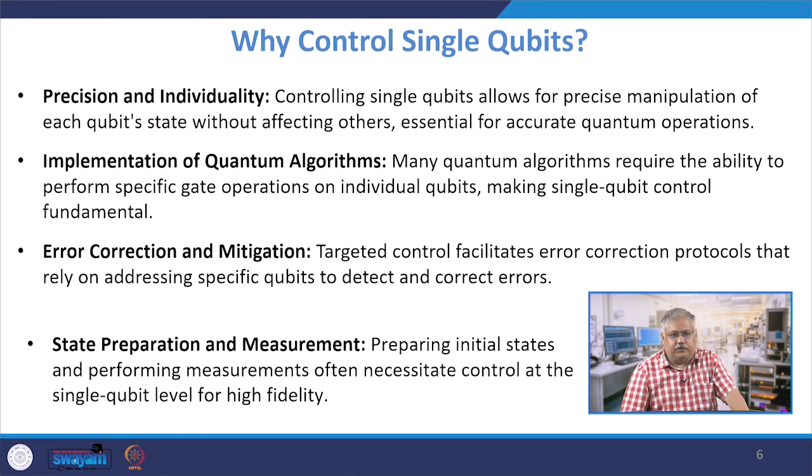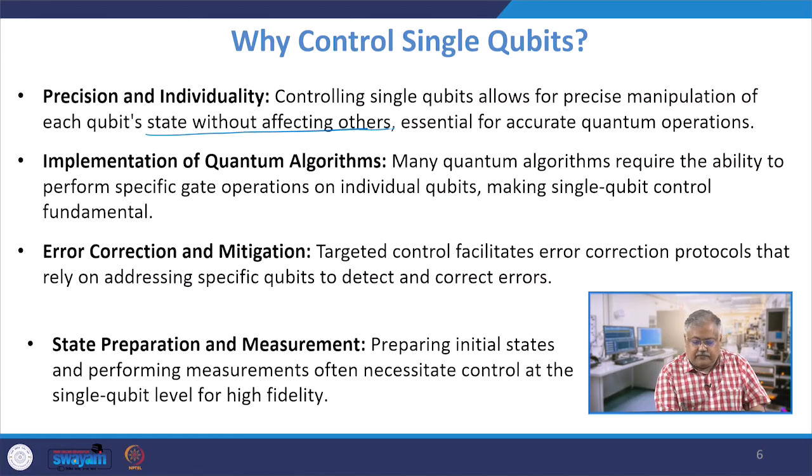First is precision and individuality. Precision means controlling single qubits allows for precision manipulation of each qubit state. This is very important, because there can be multiple qubits on the platform, maybe a transmon or a spin qubit. However, the microwave pulses are very directed, and very precise control can be done on a single qubit without even interfering with the other qubits. So, the interference is very small, and that is what is written here, without affecting others. This is very essential for accurate quantum operations, right.